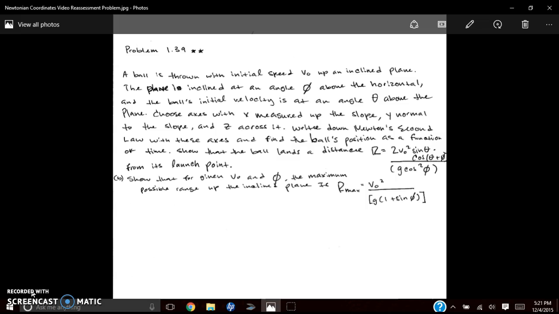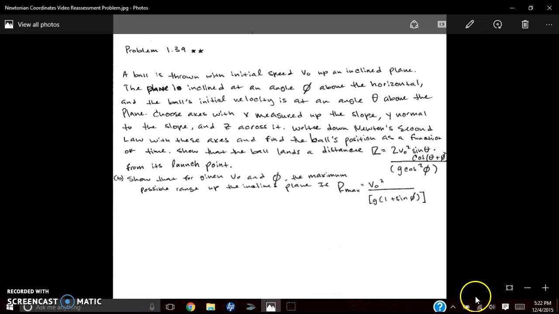The problem reads, a ball is thrown with initial speed v naught up an inclined plane. The plane is inclined at an angle phi above the horizontal, and the ball's initial velocity is at an angle theta above the plane. Choose axes with x measured up the slope, y normal to the slope, and z across it. Write down Newton's second law with these axes and find the ball's position as a function of time. Show that the ball lands at a distance R equal to 2 v naught squared divided by g cosine squared phi times cosine theta plus phi.